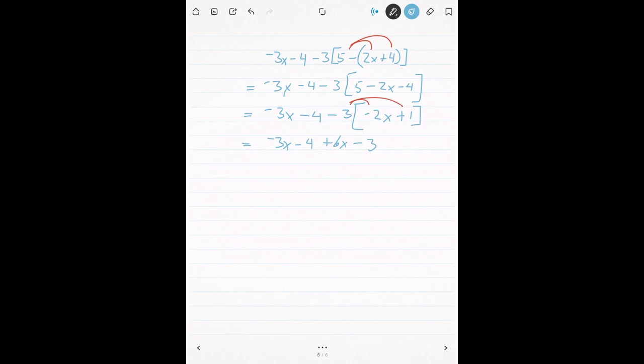We've cleared the set of parentheses and then the set of brackets. We started with the innermost and then we worked our way outwards. So now we can go ahead and combine the like terms. I'm seeing a negative 3x and a positive 6x, so that should be a positive 3x. And a negative 4 and a negative 3 makes for a negative 7. And that's it. That's our final answer. It's written in descending order, and we've combined all like terms.